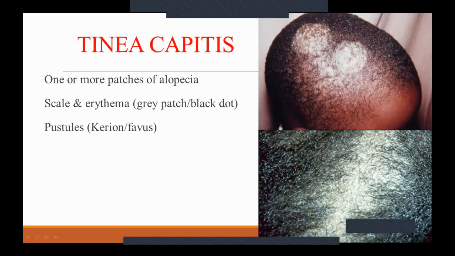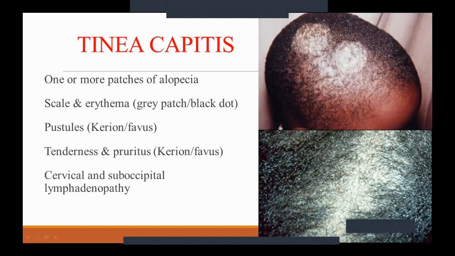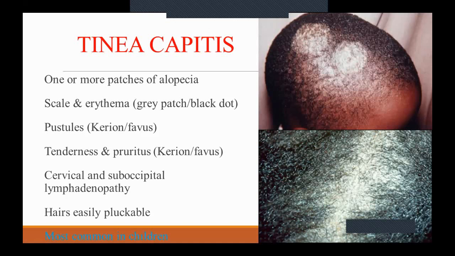Or if it presents with collections, that is fungal colonies, cup-like collections, that is called favus. And there might be tenderness in pus-filled kerion. Otherwise also pruritus might be there. So because this is an infection, the draining lymph nodes might be enlarged. Like in this case, suboccipital and cervical area lymph nodes might be enlarged. And hairs are very easily pluckable in this Tinea capitis, and it is not painful to pluck the hairs, which is also a very suggestive sign of Tinea capitis.